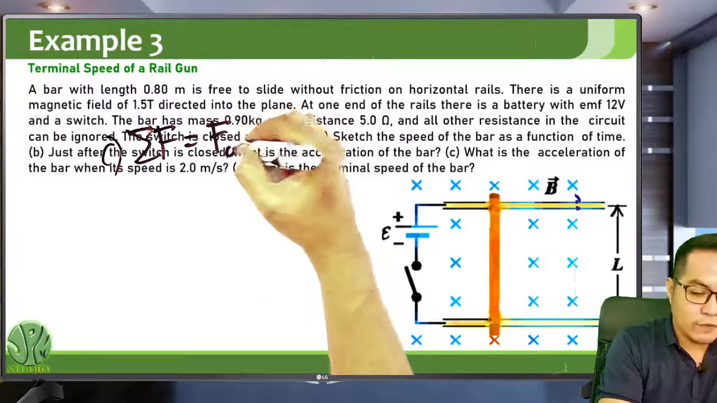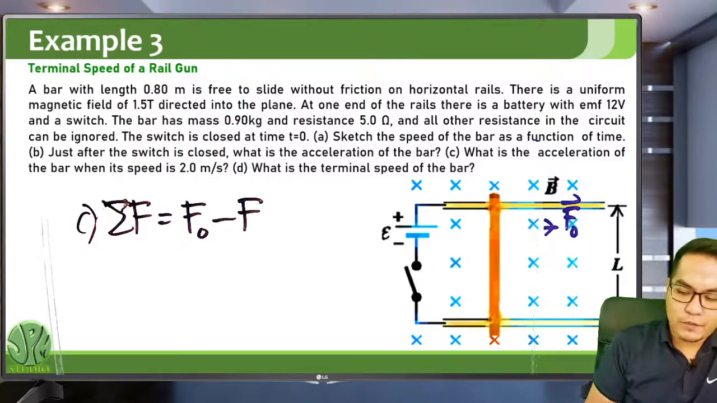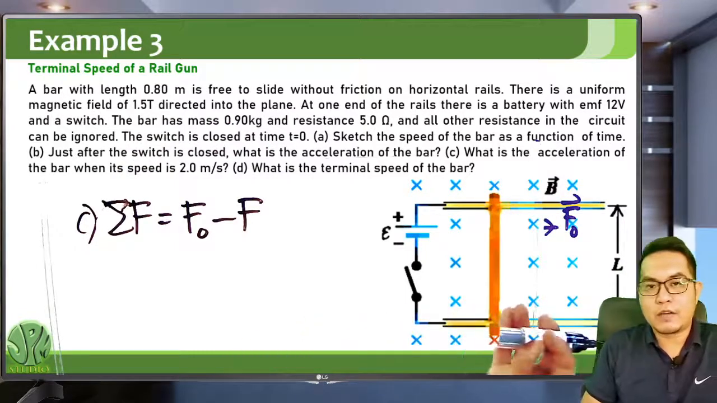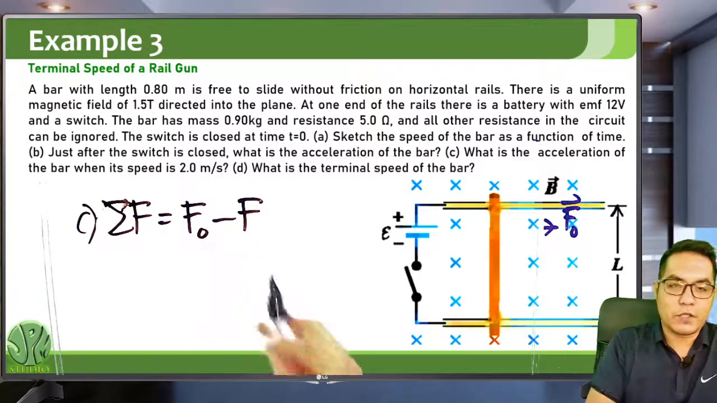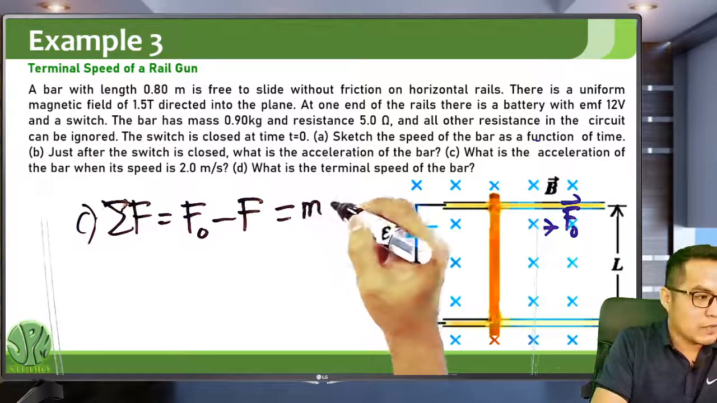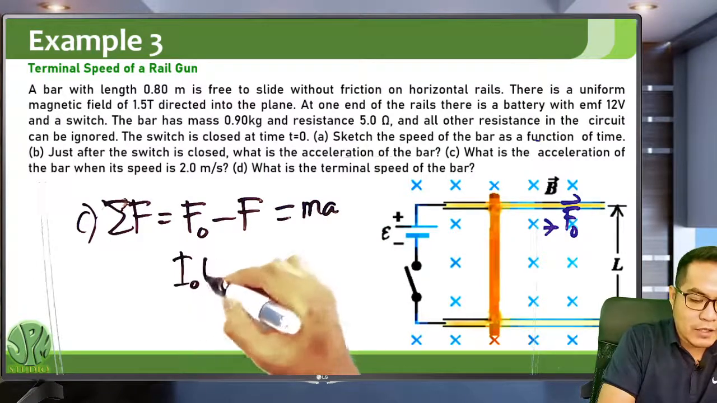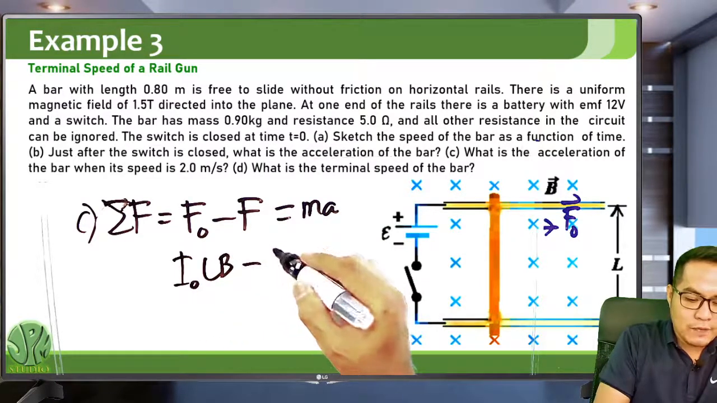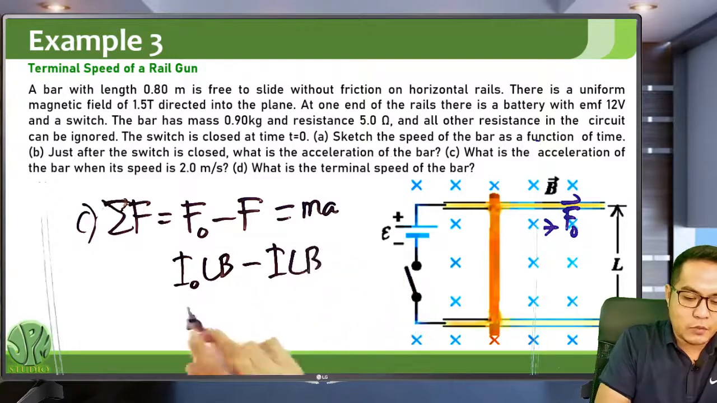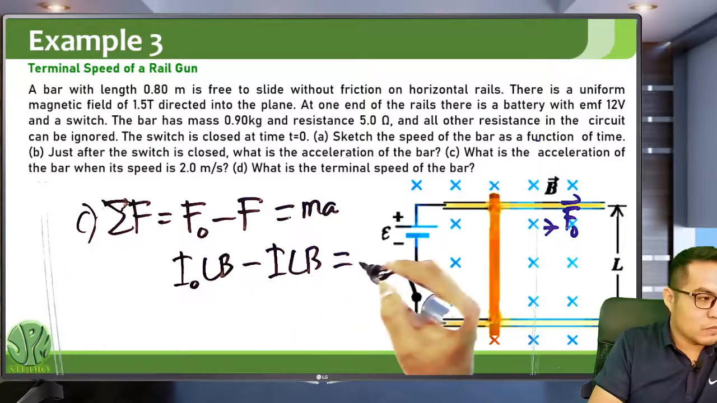is F naught minus F. So this is now the net force. There's a force to the right, which is F naught. There's a force to the left, which is F. This should be equal to the mass times the acceleration. So F naught is just I naught LB, and F is just I LB. So there are two currents, I naught and I, and this is equal to mass times acceleration.